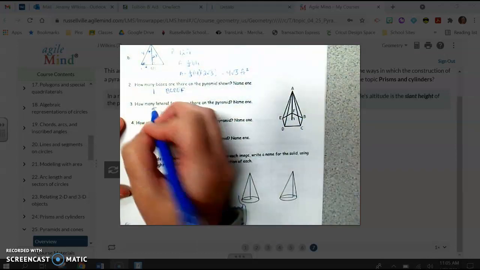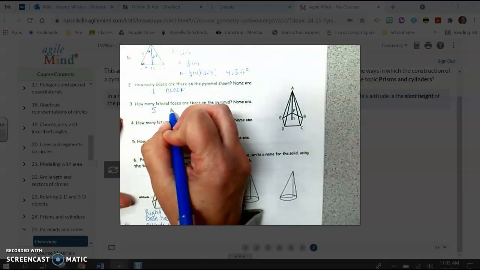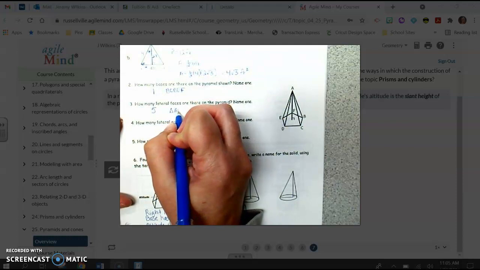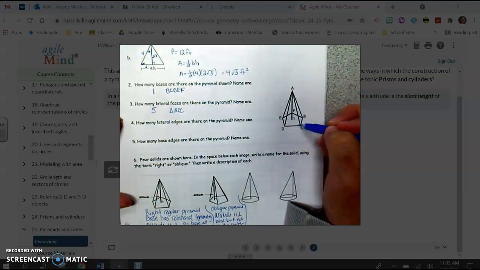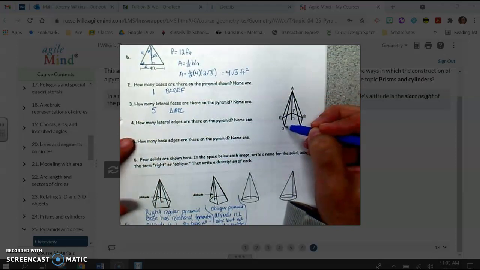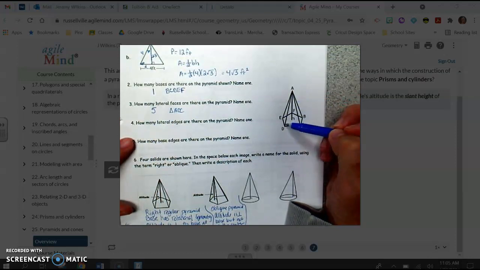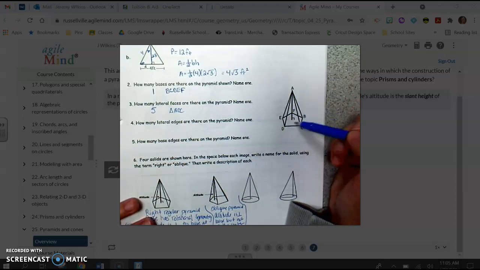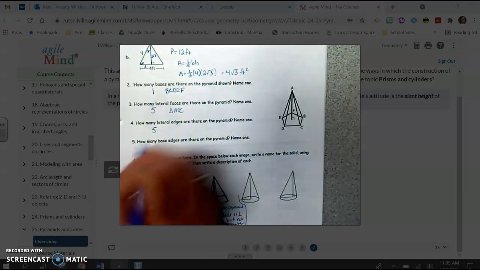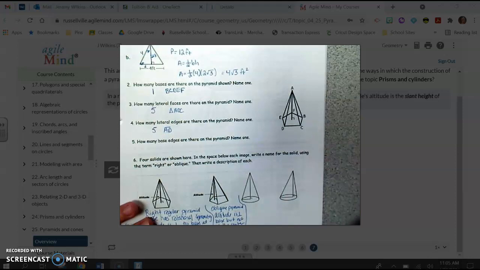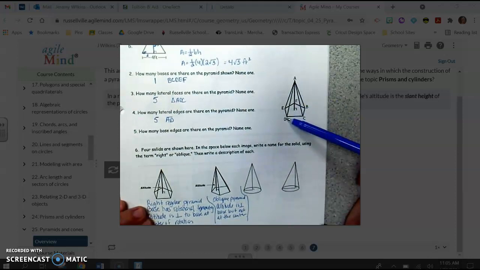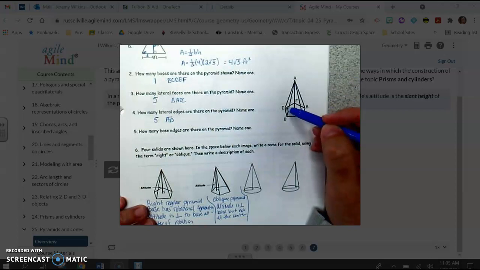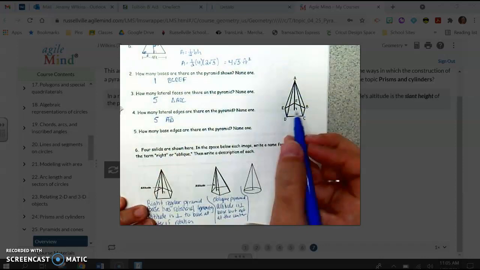So you've got 5 of them. And it's the triangle, so just name one of the triangles. We'll name the one in the front, ADC, which is this one right here. Your lateral edges are the segments that connect the vertex of the base to the vertex of the pyramid. So there's 5 of them, and we can say segment AD is one example. And then your base edge is the segment that joins the base and the lateral face, like ED. So we've got 5 of those also.